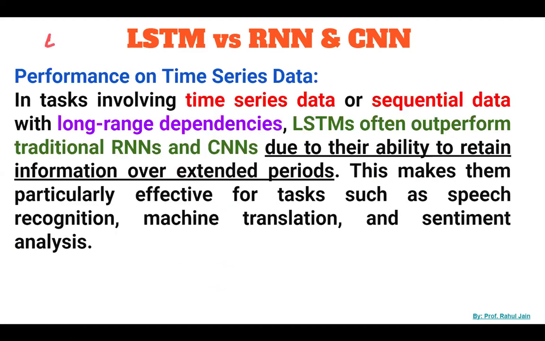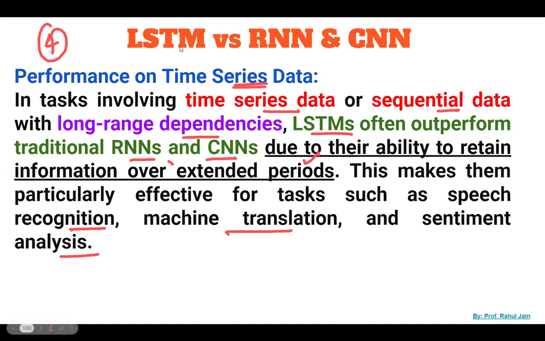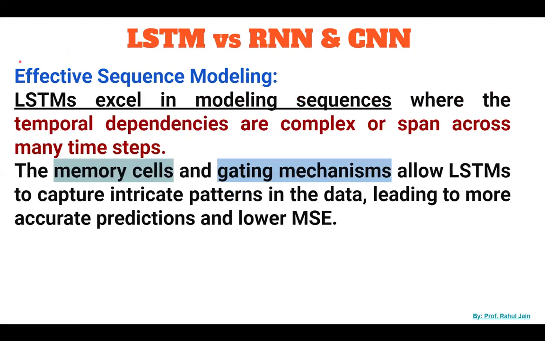And the fourth reason could be performance on time series data. So in tasks involving time series data or sequential data with long range dependencies, long short-term memories often outperform traditional RNN and CNNs due to their ability to retain information over extended periods. And this makes them particularly effective for tasks such as speech recognition, machine translation, and sentiment analysis in NLP. So basically, these are some of the important key areas because of the extra advantage of LSTM over RNN and CNN. One more reason could be effective sequence modeling.